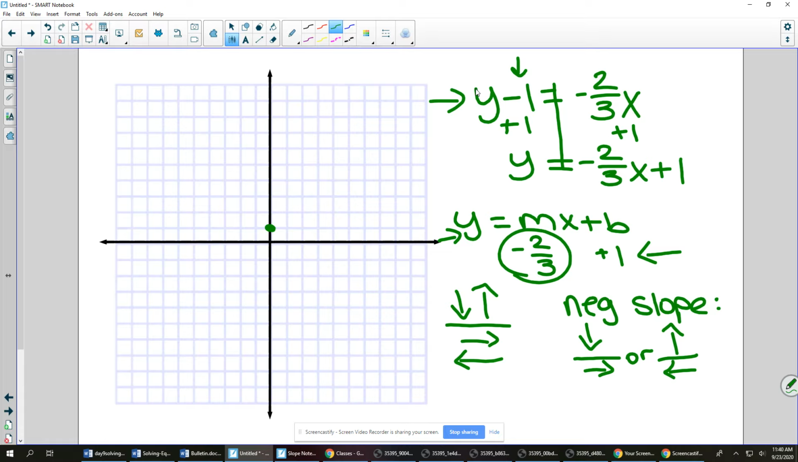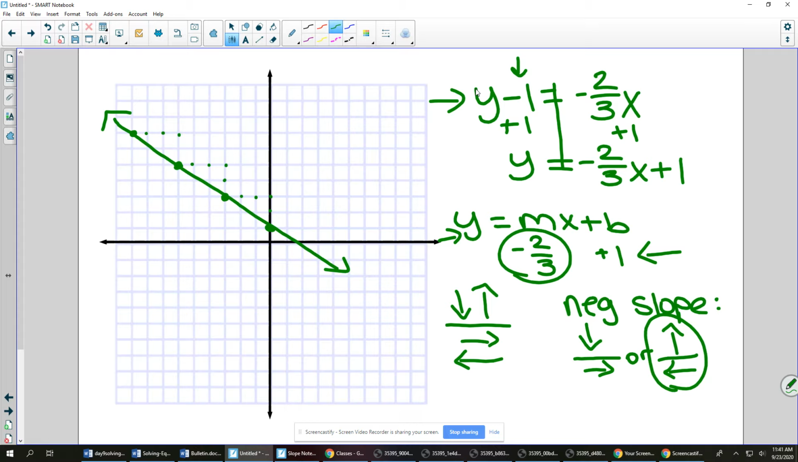Okay, so I only want one of these to be negative. I'm going to choose the 3 to be negative. I just like to work going up. So I'm going to go up 2. So I'm going to use this right here for my slope. I'm going to go up 2, and then I'm going to go to the left 3. 1, 2, 3. There's my next point on my graph. So then I'm going to do it again. 1, 2, 1, 2, 3. There's my next point. There we go. So I was able to just graph 4 points on my graph.